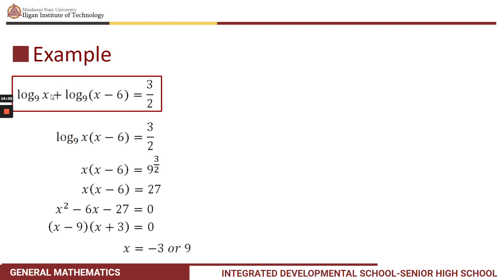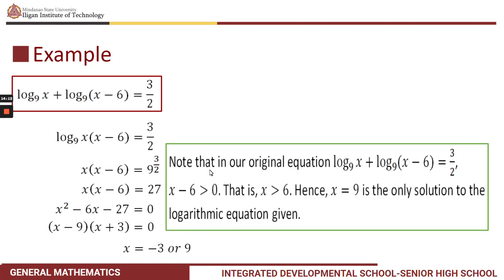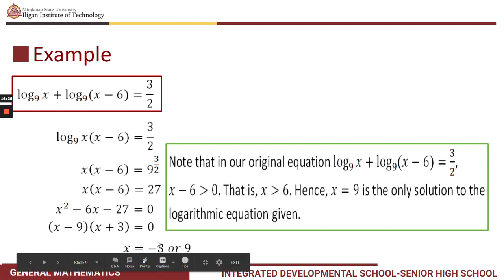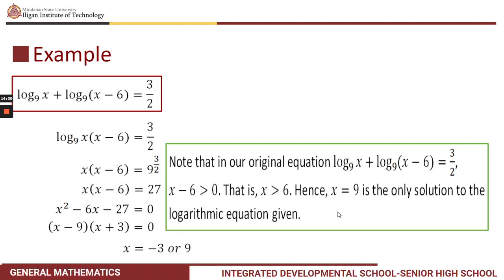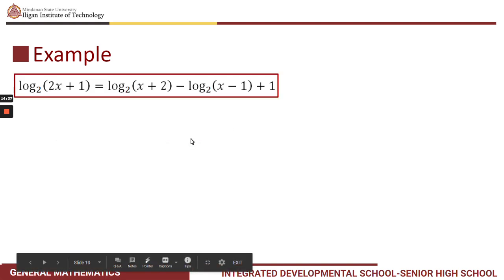So x should be greater than 0. Okay, so x can only take positive numbers. And in here, x minus 6 should be greater than 0. So therefore, x should be greater than 6. Note that in our original equation, x minus 6 should be greater than 0, and therefore, x should be greater than 6. And we have here negative 3, which is not greater than 6. So therefore, 9 is the only solution to the logarithmic equation given. Do you follow? So ganyan lang. Okay, let's have another example.